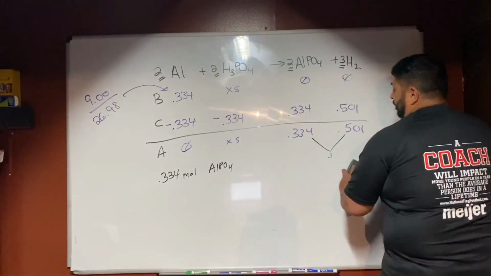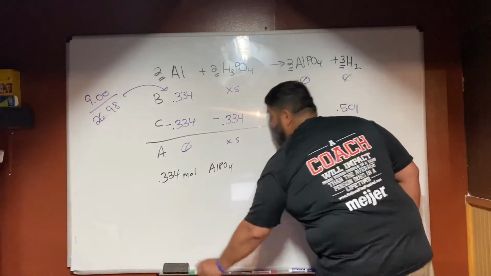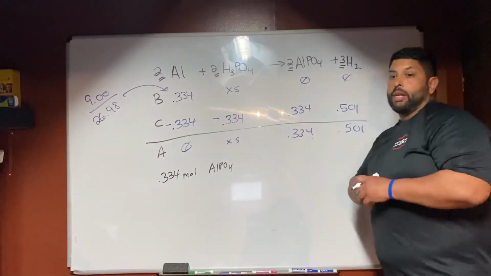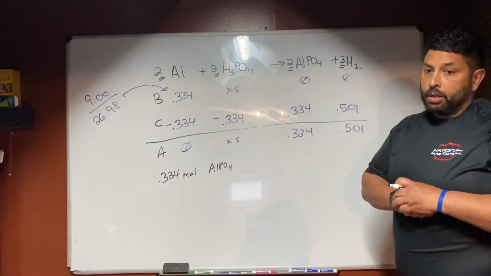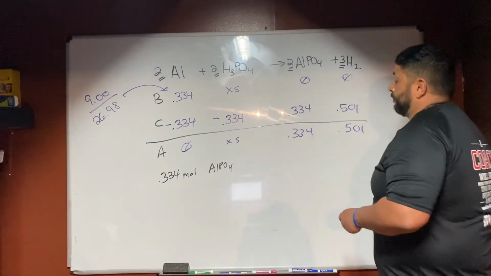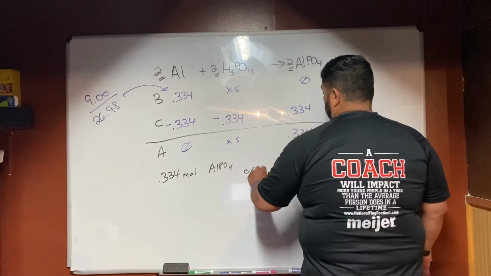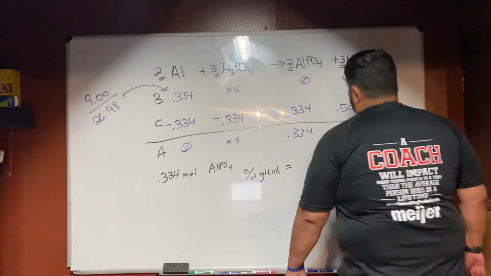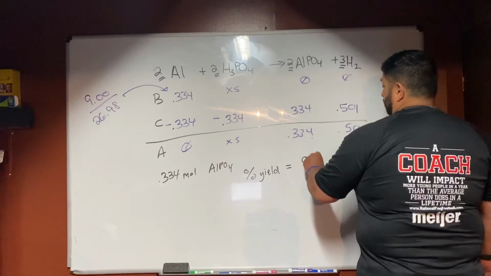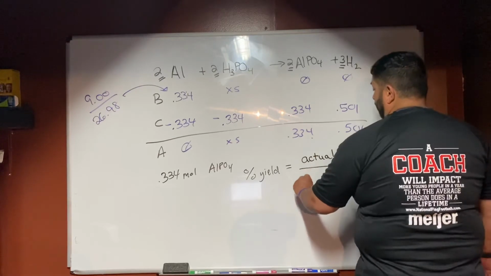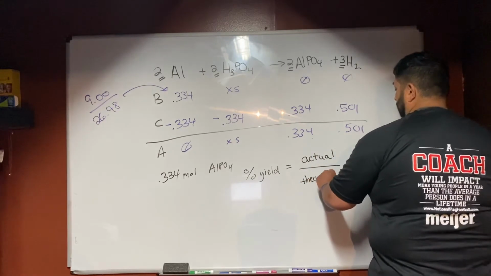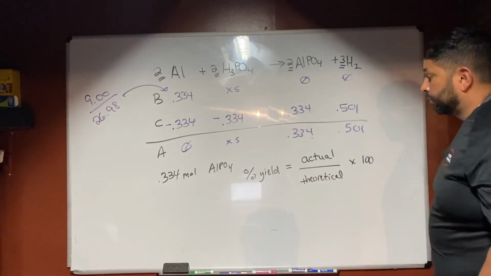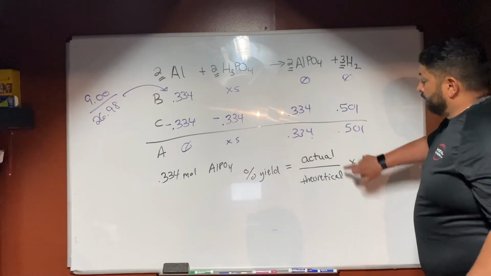Now the next part of the question says percent yield. What is the percent yield? Ideally I should have made this, but I said I made 30 grams of it. I need to see how much I actually produced. So percent yield equals actual divided by theoretical times 100. So you need your actual and your theoretical.